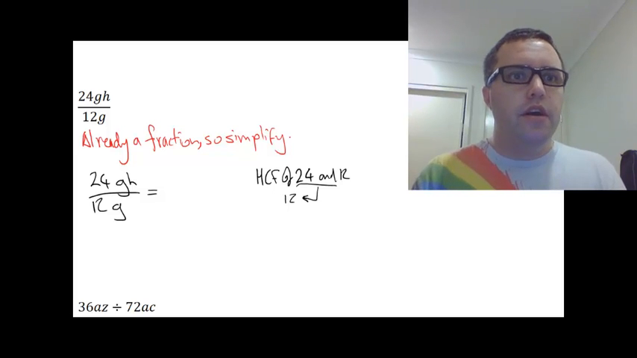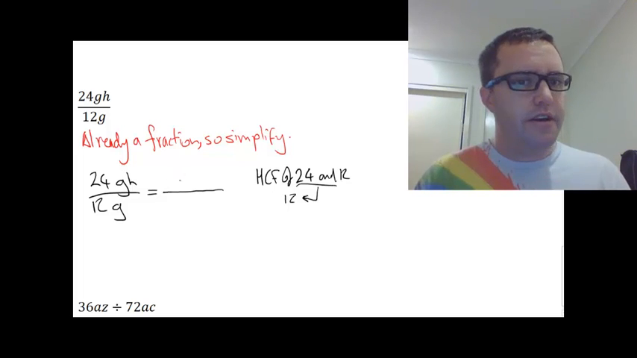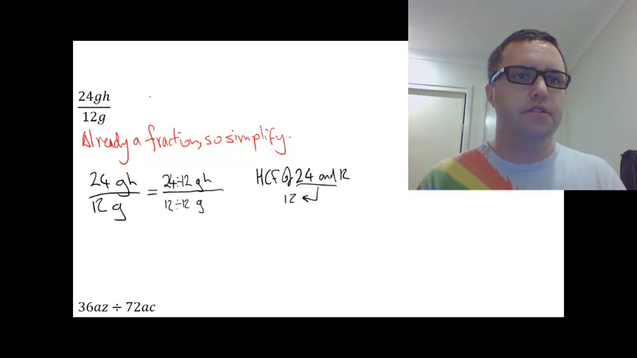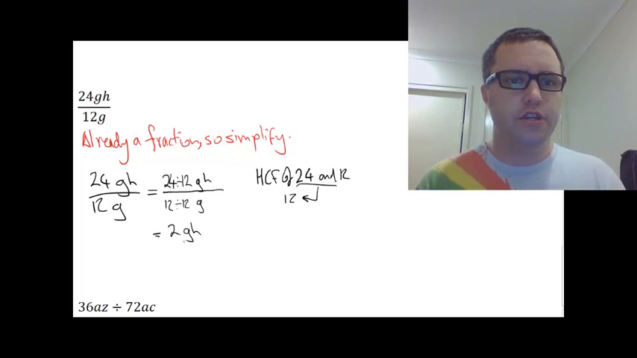So to write it in a long form, which is probably not a bad idea at the moment, 24 divided by 12 over 12 divided by 12. Leave our letters, GH, GH, because we're just working on the numbers at the moment, okay? So rewrite it. 24 divided by 12 is 2, GH. 12 divided by 12 is 1. Don't need to write that in algebra. Leave our G on the bottom.